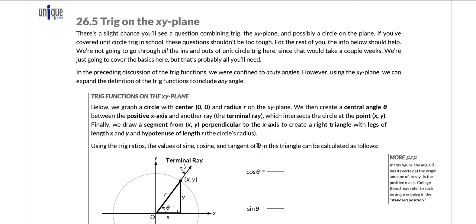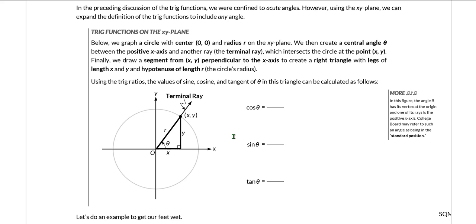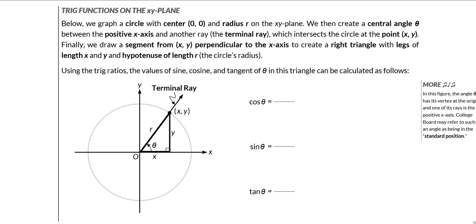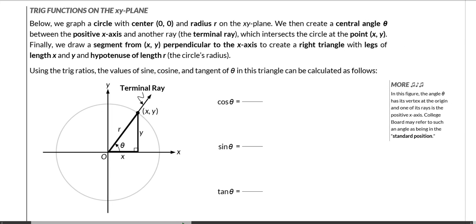We are going to introduce this with this little info box here. I'm going to make this a little bit bigger. So here's what we have in this figure. We have a circle, this gray circle. We have the circle centered at the origin at 0, 0. We have the circle with a radius of r.